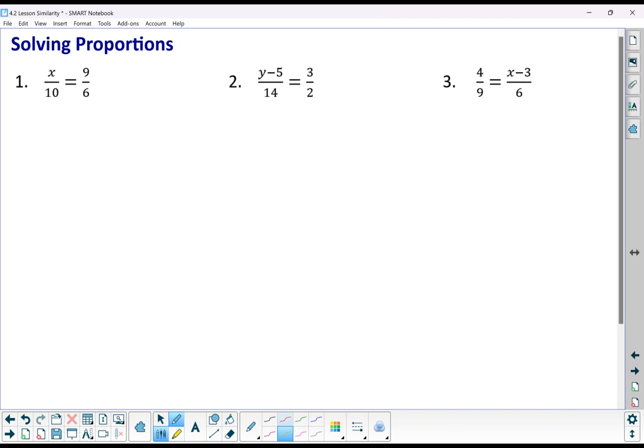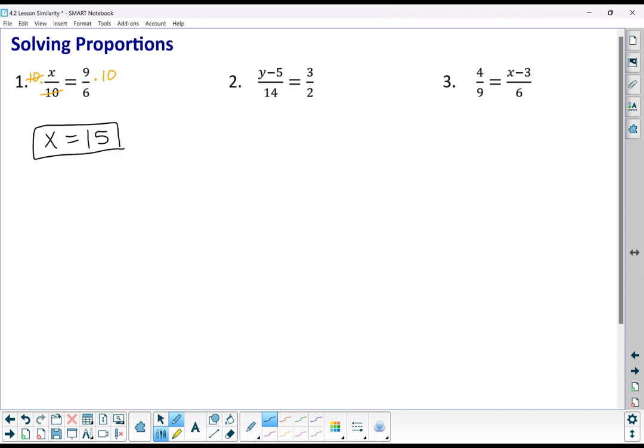So in my first equation, I see that I have an x divided by 10. So I want to get that x by itself. So I'm going to multiply both sides of my equation by 10. This one cancels. So I'm left with x is equal to 9 divided by 6 times 10. So grab my calculator. That gives me 15.